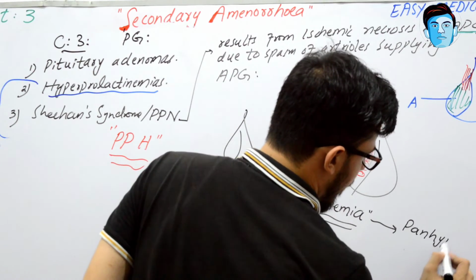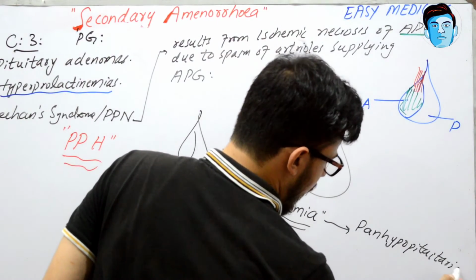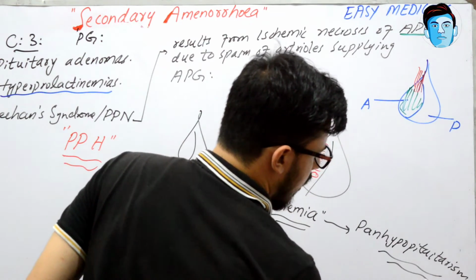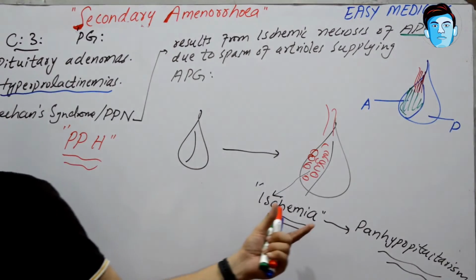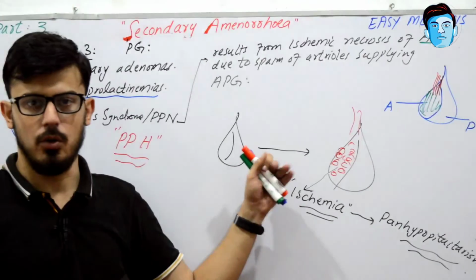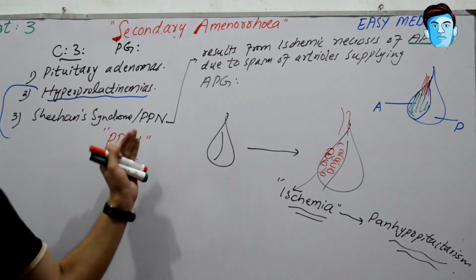Panhypopituitarism. It means the hormone levels decrease in that condition, depending upon which hormones are going to decrease. So this is all about Sheehan syndrome.